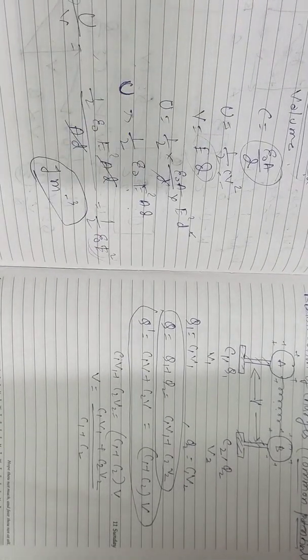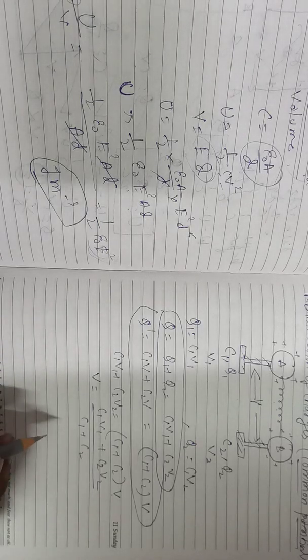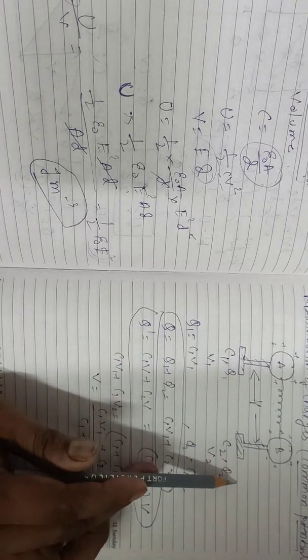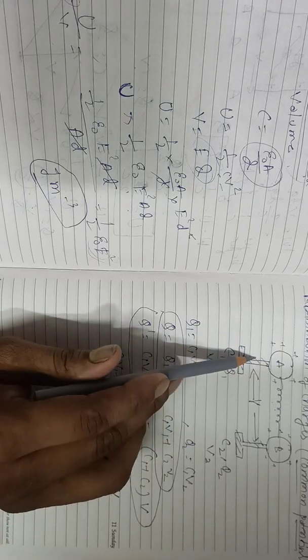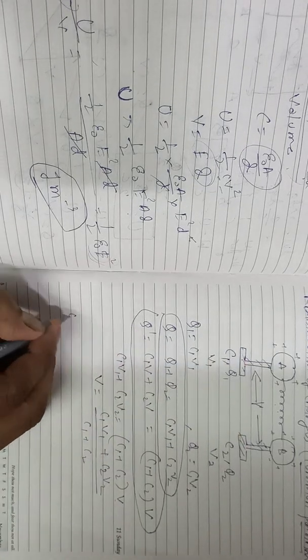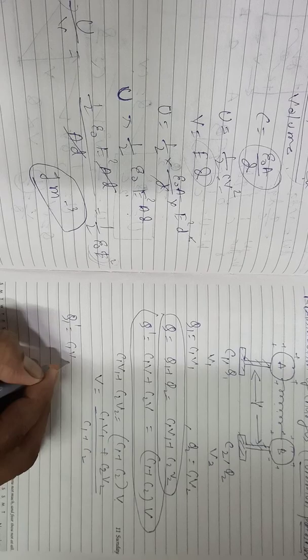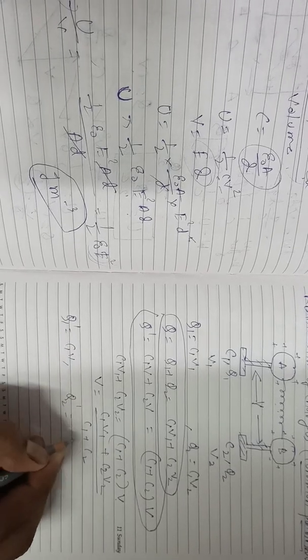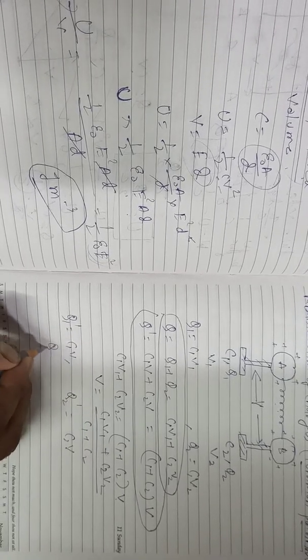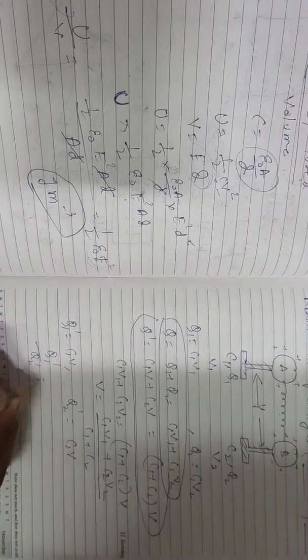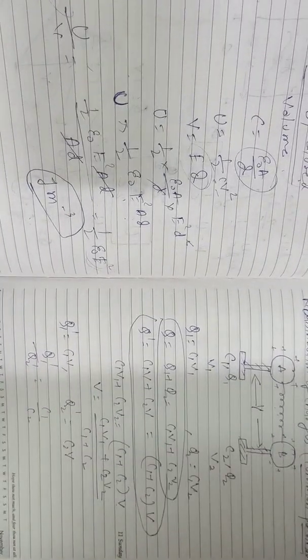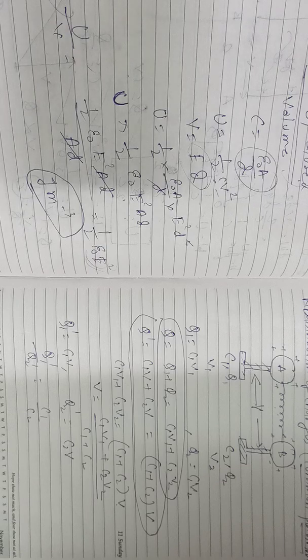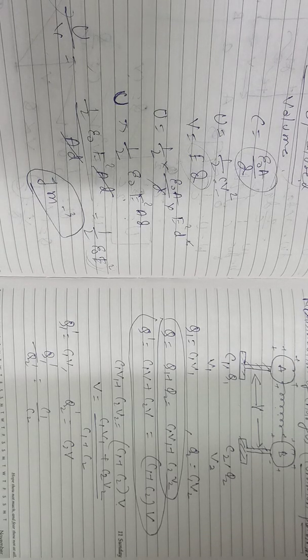If after redistribution of charges on the conductors A and B, the charges are now Q1 dash and Q2 dash, then the value of Q1 dash will be C1 V, the value of Q2 dash will be C2 V, and the ratio of Q1 dash to Q2 dash will be C1 by C2. This is the case of redistribution of charge. Here we studied the redistribution of charge and the common potential between them.